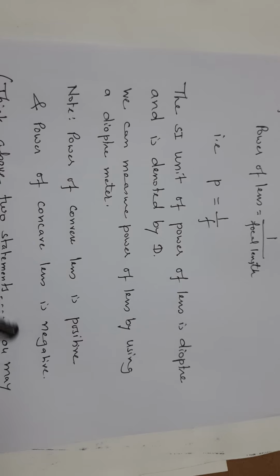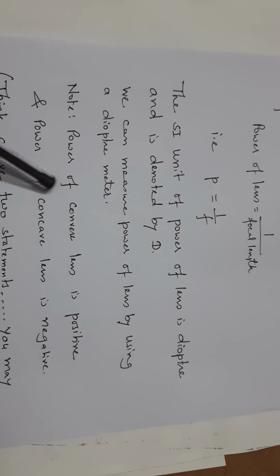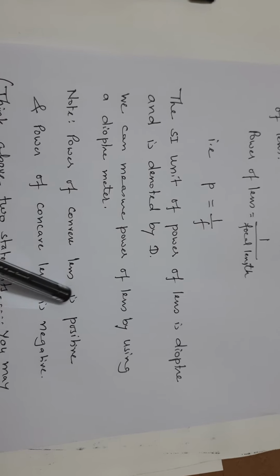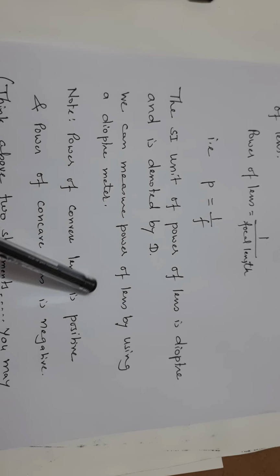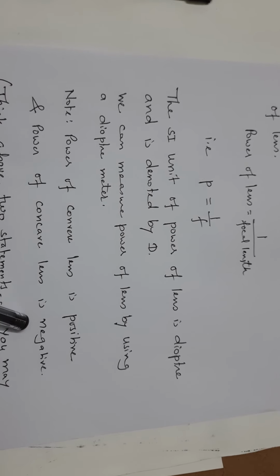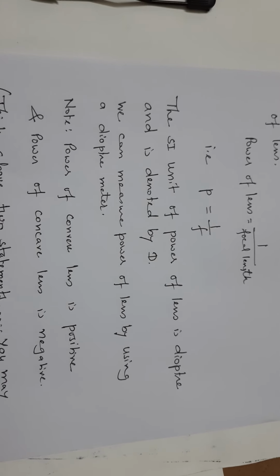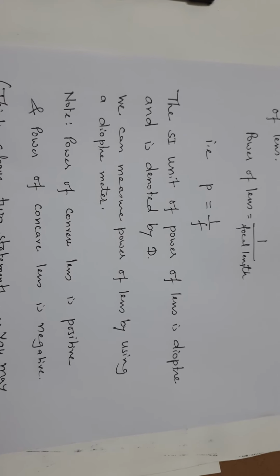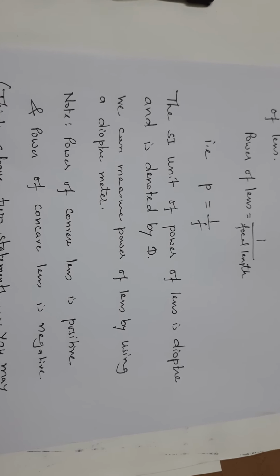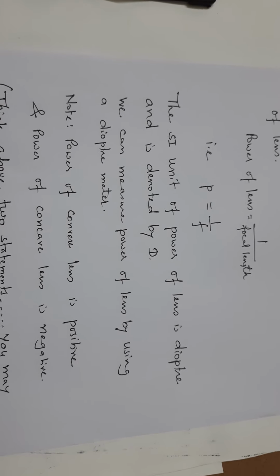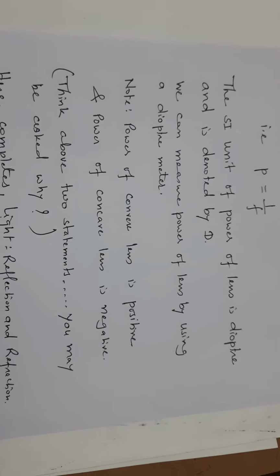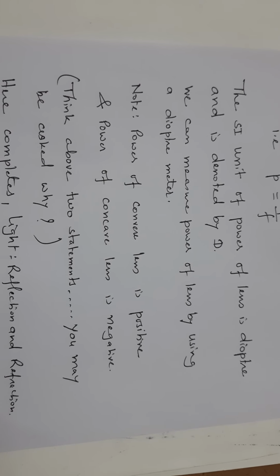When you happen to go to an optician for getting your spectacles, then on the basis of power, whether the sign of power is positive or negative, the lens can be decided. If positive power is there, the lens is going to be convex. If negative power value is there, then the lens is going to be concave. So this you can make out from the sign, positive or negative, whether the lens that you are wearing is concave or convex. Think about the two statements. You may be asked why. So do remember why this positive sign and negative sign.